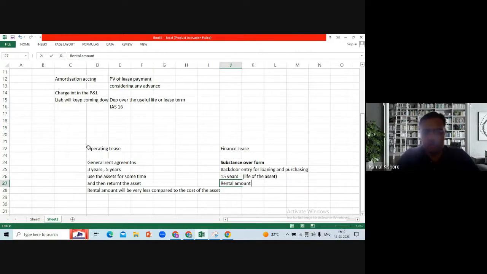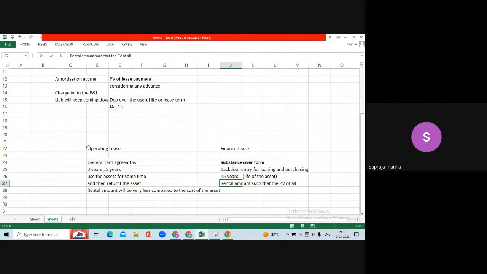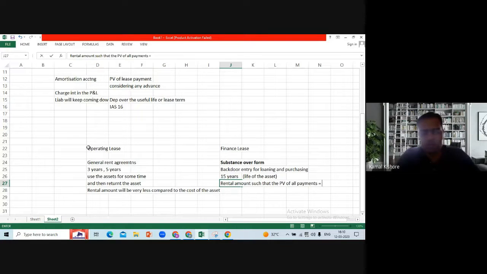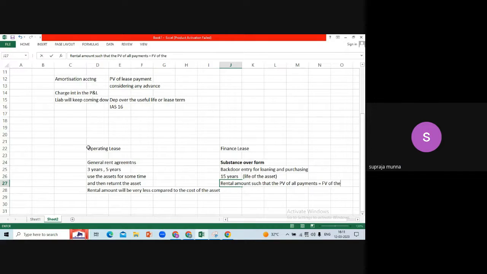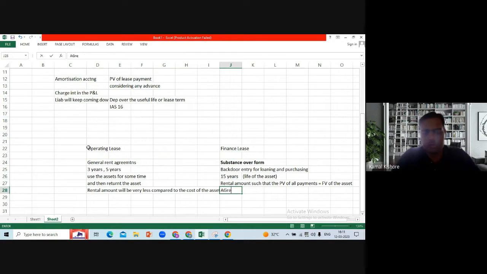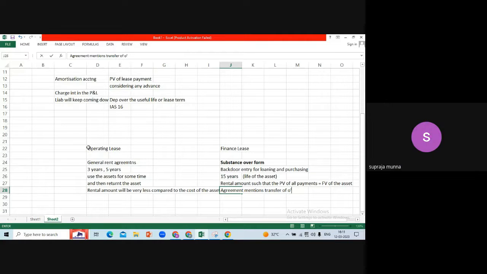The rental amount is such that the present value of all payments is more or less equal to the fair value of the asset. The agreement mentions transfer of ownership at the end of the period.